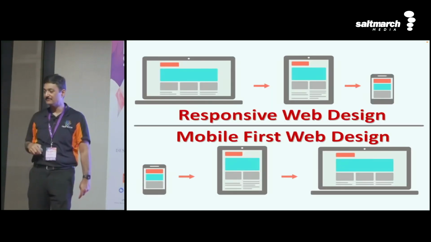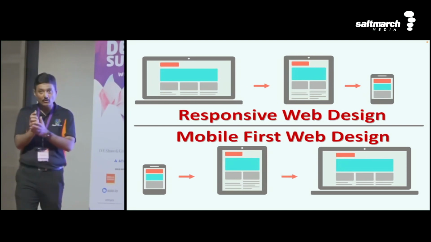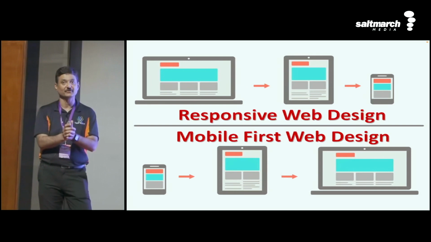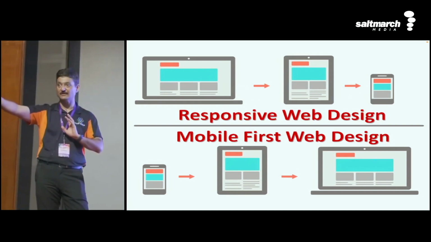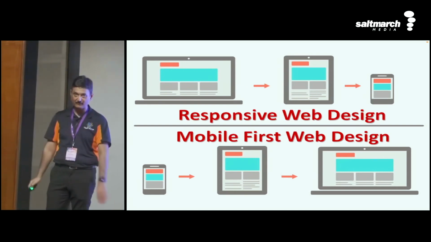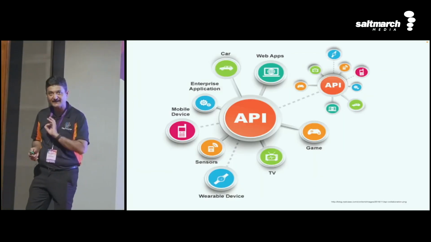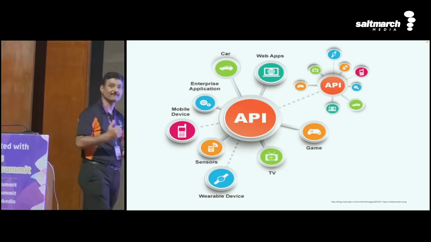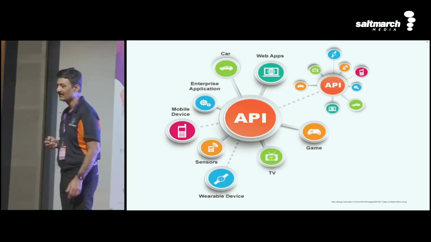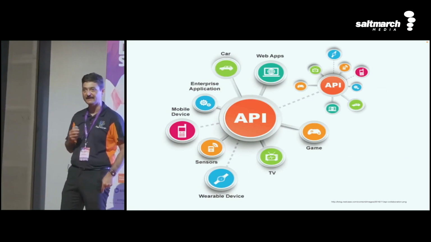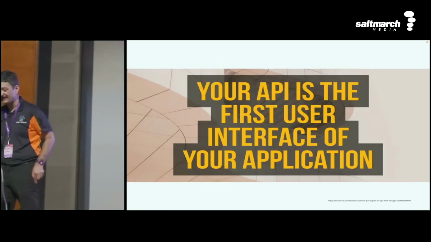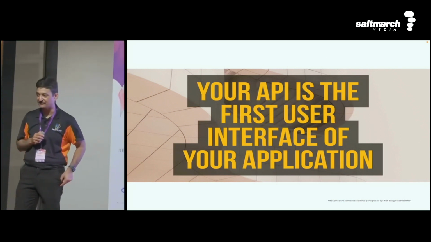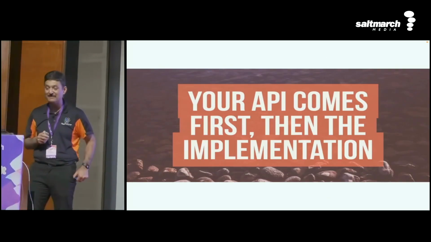So if you think about it, mobile first and responsive are almost the same. To your point, the perspective is that you are testing it in mobile first, and then you're elongating it, making sure that it's done. So these are two different kinds of approaches. Here we are looking at APIs as a way to connect. That means your API is the gateway for everything you're developing in the system. The microservice you're building, it's the cornerstone. That means your API is the first user interface of your application, the microservice you are trying to create. Your API comes first, then the implementation comes.